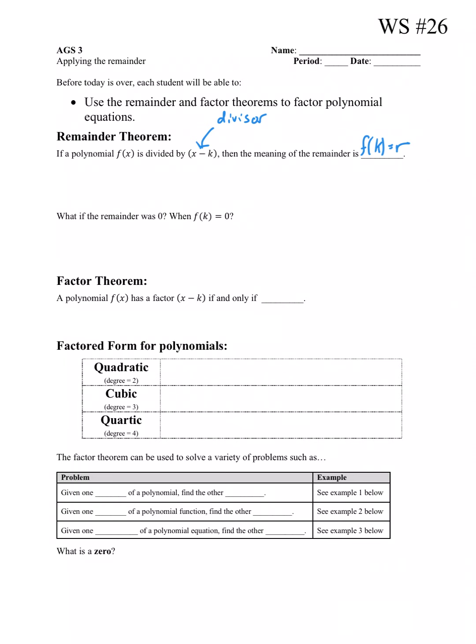Another way to put this is to say f of x is going to equal our quotient of x plus the remainder over our divisor. There we go, x minus k. All right, which is something we've written down before.